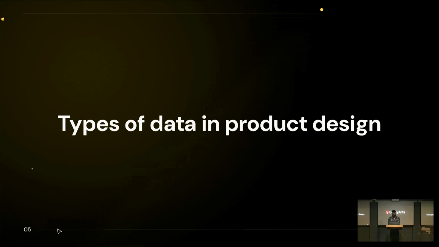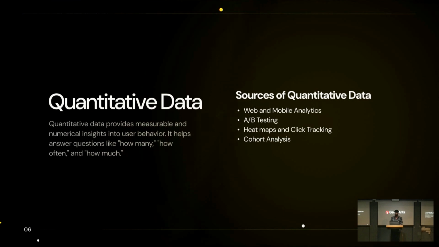Let's understand the types of data and product design. So basically there are about two types, which is quantitative data and qualitative data. Quantitative data is defined as the name suggests, it's about numbers. It defines how much, how many, and how often. So these give you measurable insights into user behavior.